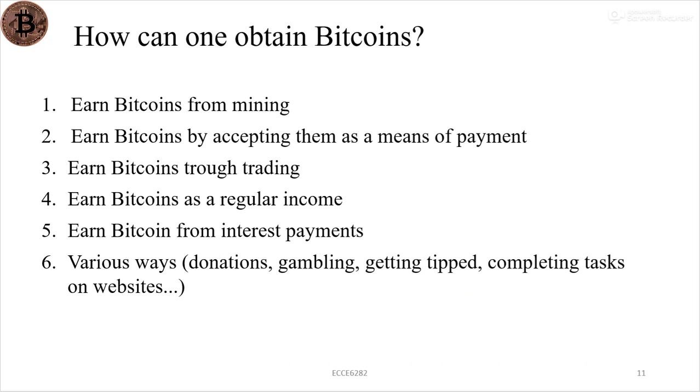How can you get a Bitcoin? Is it necessary to be a miner to get or earn Bitcoin? No, but one of the ways to earn Bitcoin is through the mining process. But you can also earn Bitcoin by accepting it as a means of payment, like you are selling something, and for the price, instead of receiving dollars or Omani Riyal, you say give me payment in Bitcoin. So you can earn Bitcoin that way, or through trading, or as a regular income, or you can even buy it from an exchange.